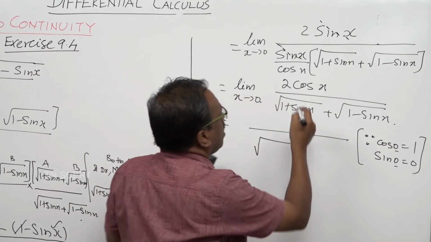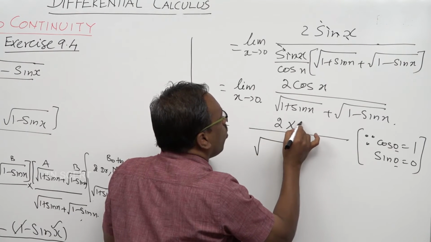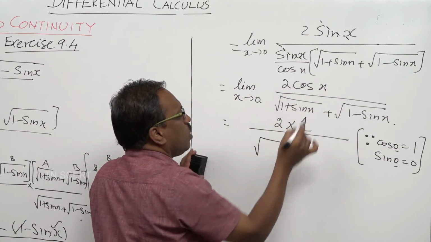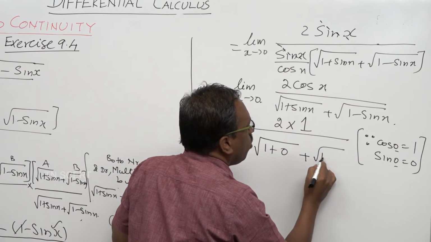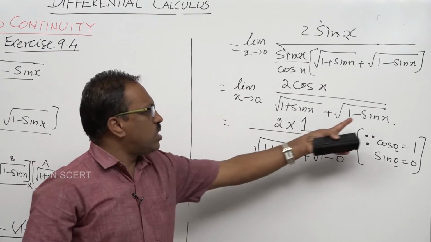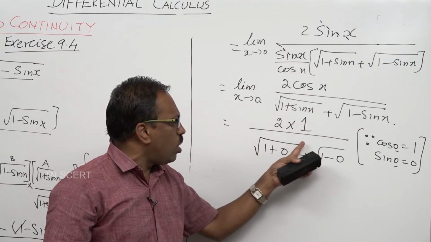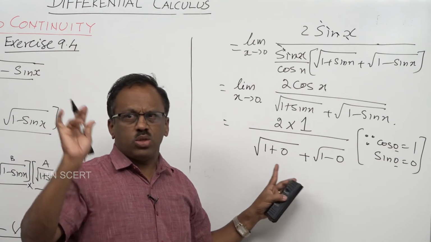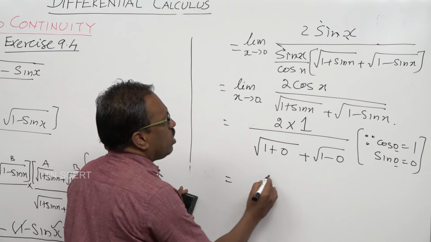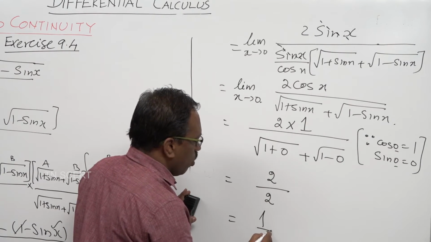So here this part, remember that this is 2 into 1, that cos 0 is 1, this is 1 plus sin 0 plus root of 1 minus sin 0. So sin 0 is 0, this 0 is 0, 1. The square root of 1 is 1, this one also 1, 1 plus 1, naturally it is 2. So 2 divided by 2, that means the answer is 1.